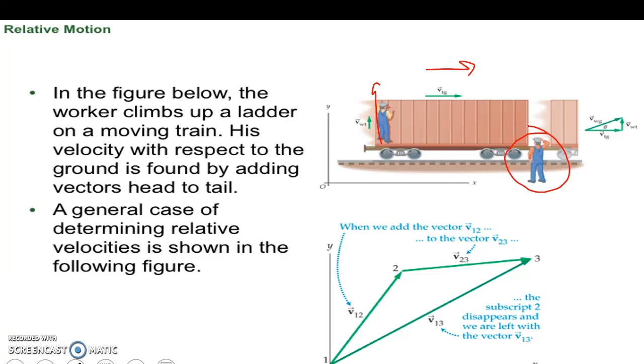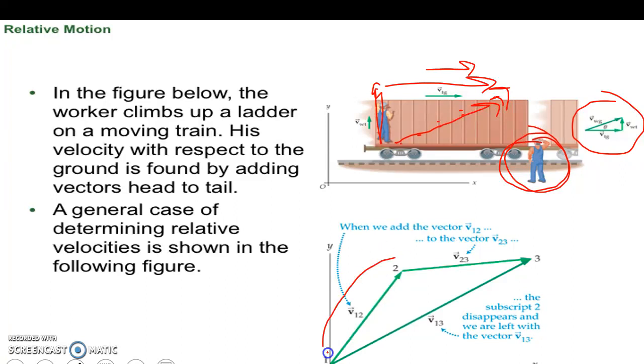So I look at here, worker to the train is up, worker to the ground is this way. This resultant would be the worker to the ground. So train to the ground, worker to the train, worker to the ground. And that's what this guy's going to see. He's going to see a motion go in this direction of the worker while he's climbing up, instead of going straight up or straight over. And remember, when we add vectors, we can use tip to tail method if possible.